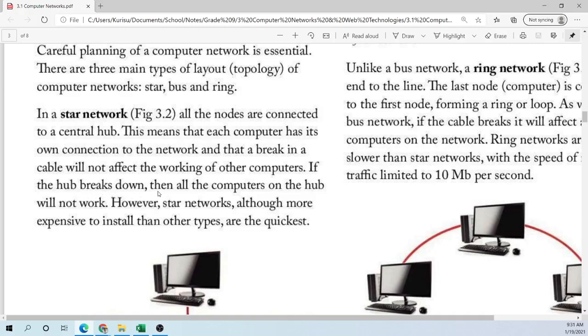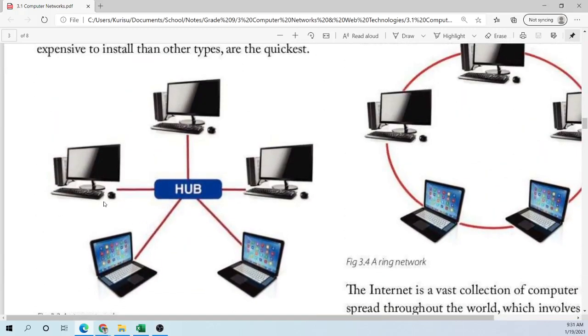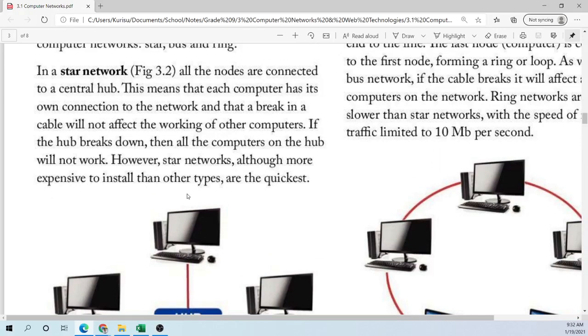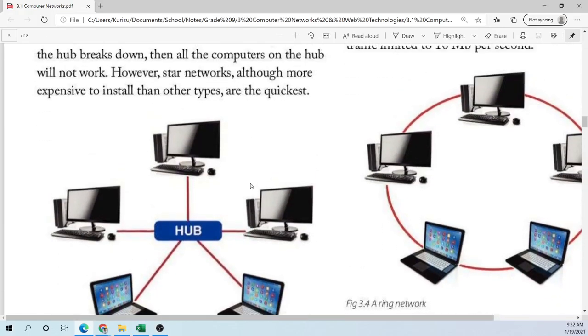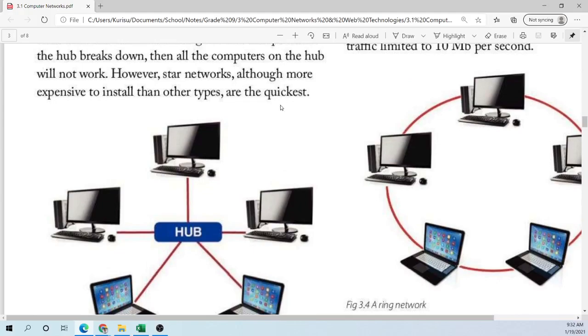Now, if the hub breaks down, then all computers connected will fail. So obviously if this central device goes down, the entire network will go down also. So you can say that device is called a central point of failure. Once this device is down, the entire network is down. So that's the disadvantage there. But however, star networks, although more expensive to install than others, are the quickest. So quickest in terms of what? Quickest in terms of data transfer.